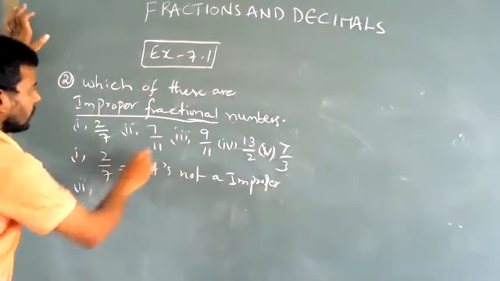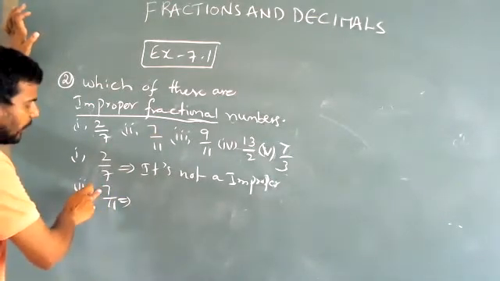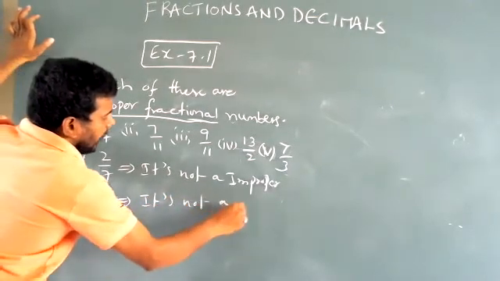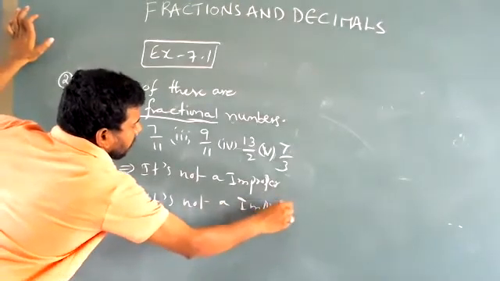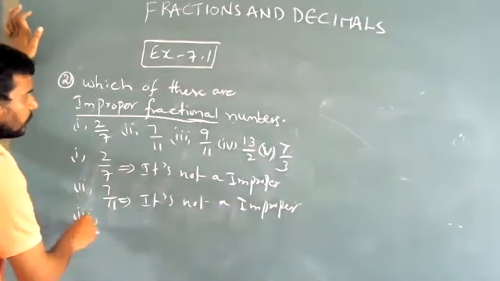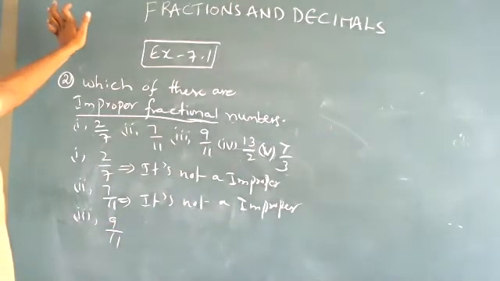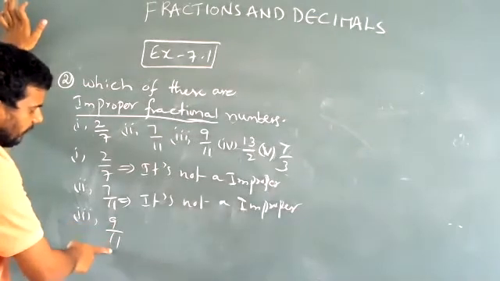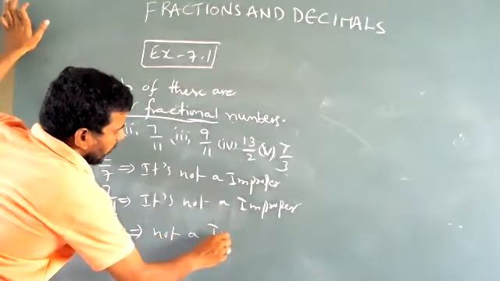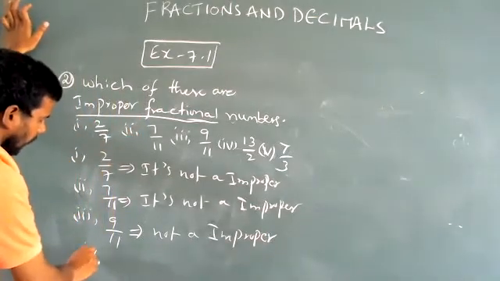Now second one, 7 by 11. Same here, 7 is less than 11. That means the numerator is less than the denominator. It's a proper fraction, not improper. Now third problem, 9 by 11. 9 is less than 11. That means the numerator is less than the denominator. It's not improper.